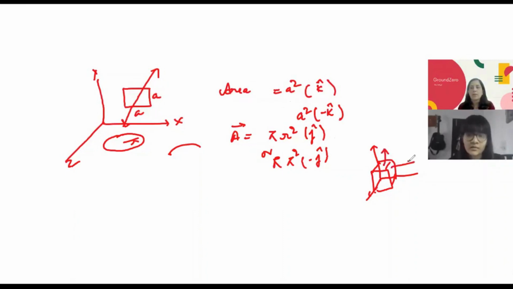It will be outward. All the area vectors will be outward and normal to each face of this cube. So there is never an inward area vector. It is always normal to the surface of the 3D surface. Whichever closed surface you are taking, the area vector will always be outward, normal to the surface.